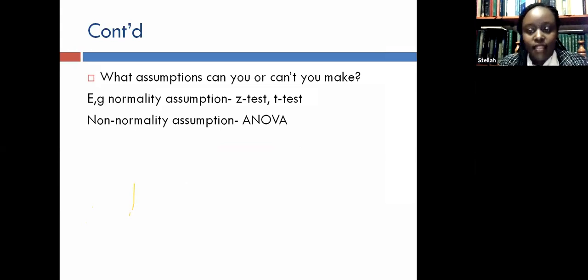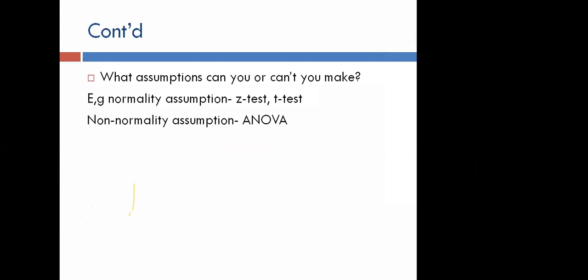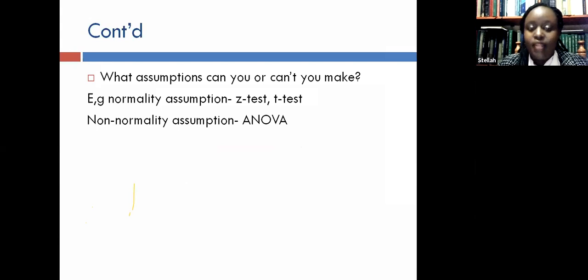Then the third thing that should guide you: what assumptions are you making in your study? If you have the assumption of normality, then it means that definitely you have to use a z-test or a t-test.